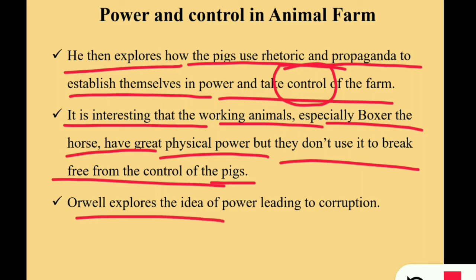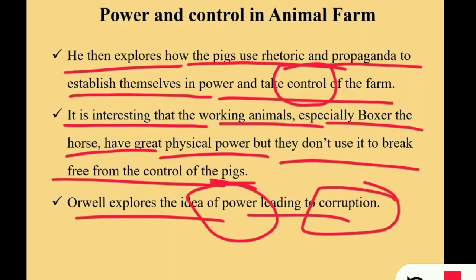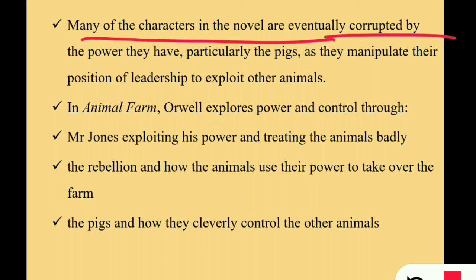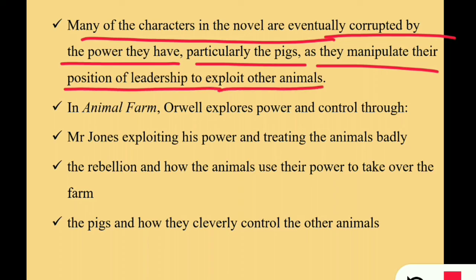Orwell explores the idea of power leading to corruption. This is correct. Napoleon, after becoming the leader, became corrupt. Okay, he started keeping things for himself at first. And then he started other misuse of power as well. Here, many of the characters in the novel are eventually corrupted by the power they have, particularly the pigs, as they manipulate their position of leadership to exploit other animals.